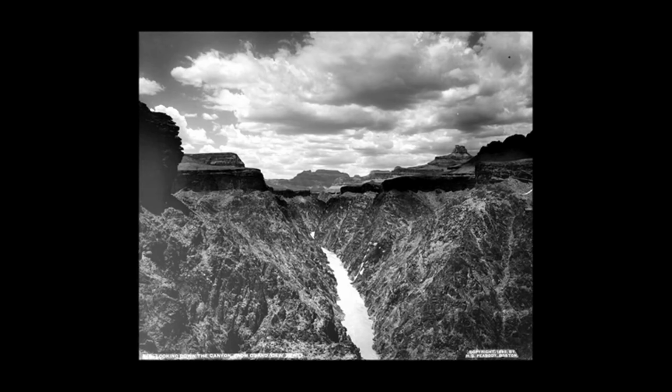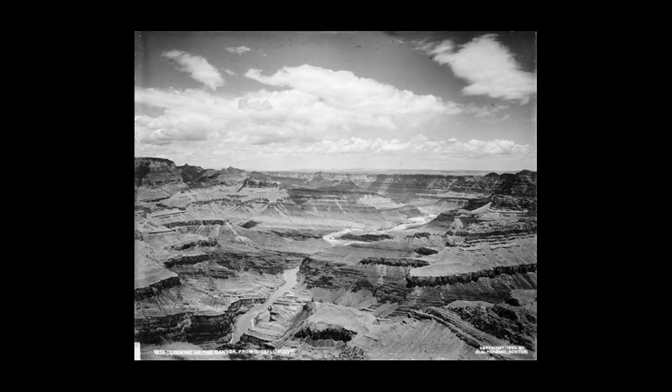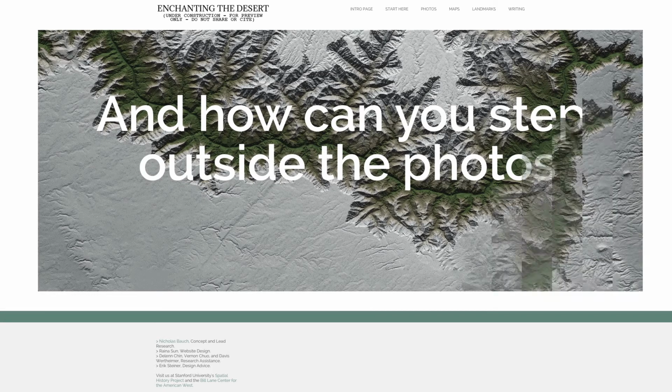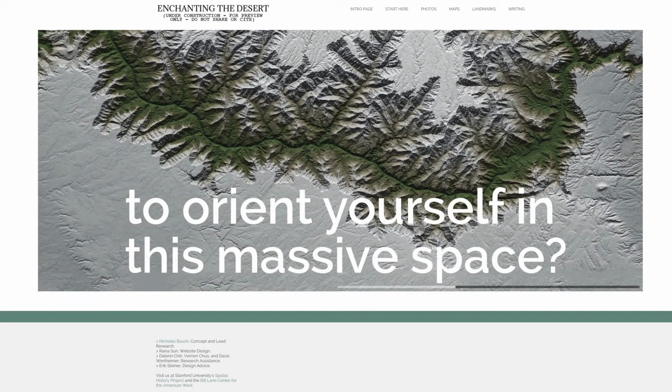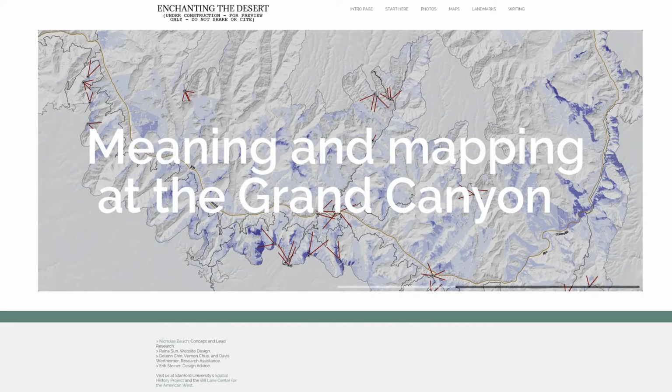These photographs were made serially and were sold and intended to be used as a slideshow for viewers across the United States. Enchanting the Desert is the digital revival, meaning that it allows users to interact with the photographs and explore what they're looking at, and it makes a geography of the slideshow, meaning that users can know where they're standing in this slideshow.